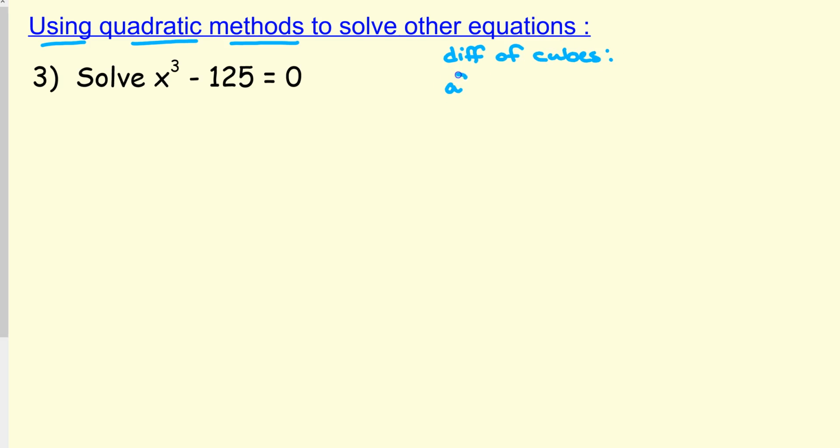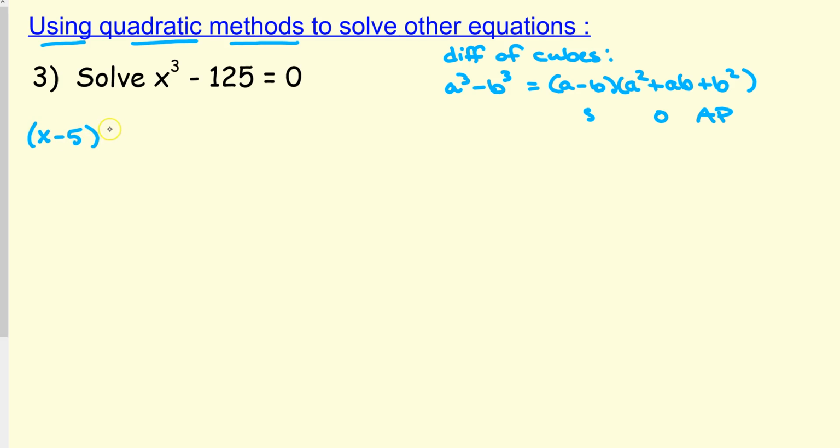So if you have a cubed minus b cubed, it factors into a minus b times a squared plus ab plus b squared. Remember the SOAP part of it is same sign as the original, opposite sign, and then always positive sign. So let's start this problem by factoring x cubed minus 125. So it factors into x minus 5 times x squared plus 5x plus 25. And it's equal to 0.